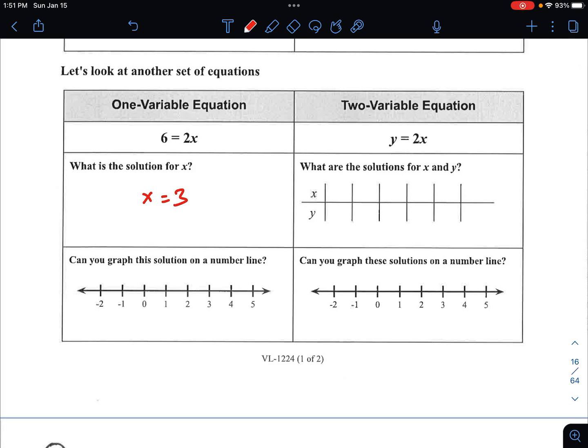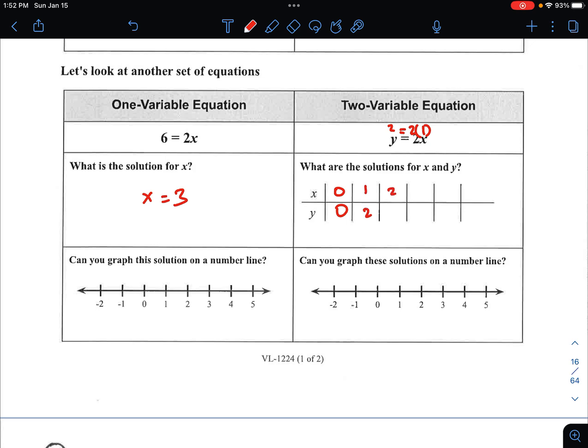So let's take a look at this one. What are the solutions for x and y? Well, if x is 0, it'd be 2 times 0, right? And what's 2 times 0? It's 0. So when x is 0, y is also going to be 0. Let's try another one. When x is 1, that's 2 times 1. What's 2 times 1? That's 2. So 2 equals 2 times 1. So when x is 1, y is 2.